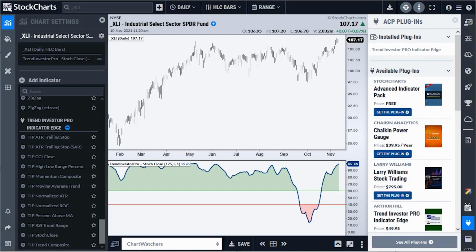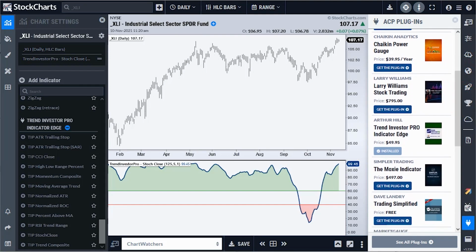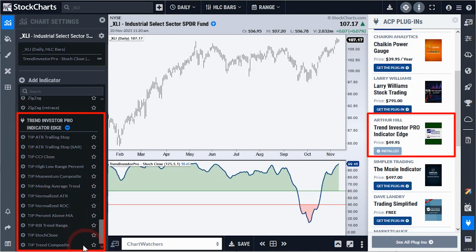So if you're interested in this StochClose indicator, you can chart it on StockCharts ACP using the Trend Investor Pro Indicator Edge plugin. You go down to the bottom right and you click the plugin icon, and there you will see the plugin. You can click that for more information. And over on the left there you can see all the indicators that are available, and there is StochClose, which is my preferred indicator for ETFs. And on this chart, we can see industrials XLI getting a breakout and then following through, and StochClose turning bullish there in the second half of October.